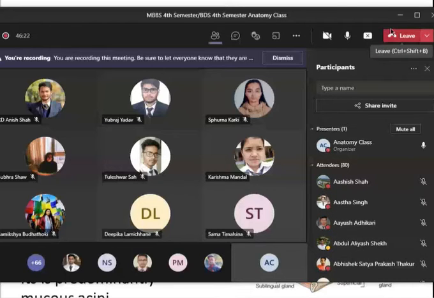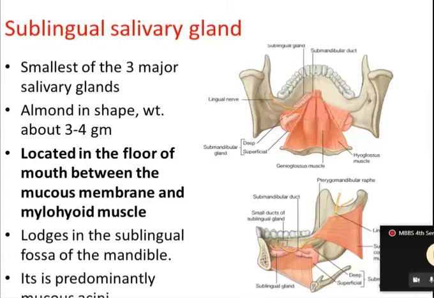So move on to the sublingual salivary gland. The sublingual salivary gland is the smallest of the three pairs of the major salivary glands. So we can appreciate it in the anterior aspect of the floor of the mouth here. And it is almond in shape. Weight is about 3 to 4 gram, very small. Located in the floor of the mouth between the mucous membrane and the mylohyoid muscle.